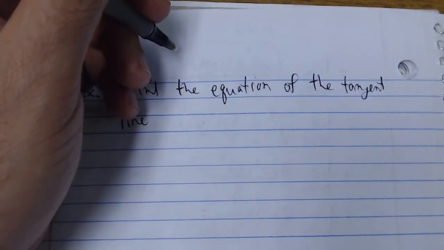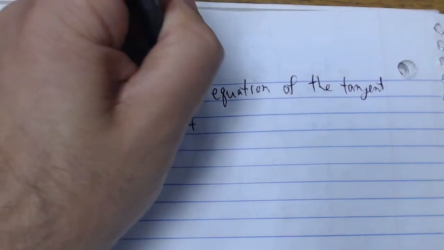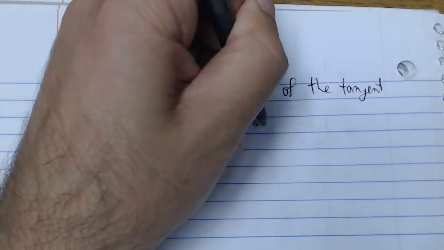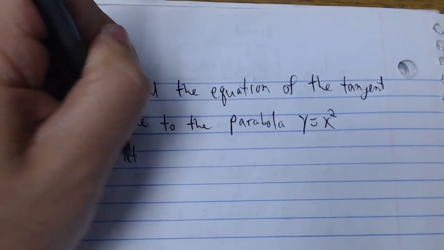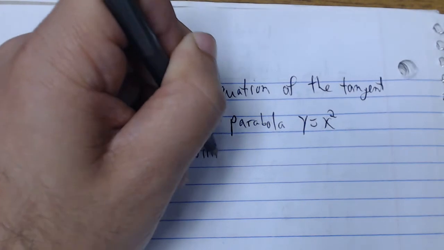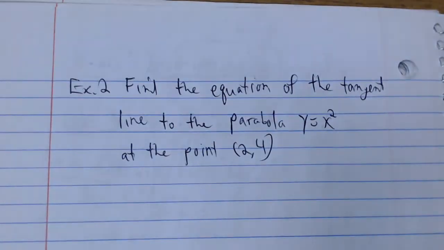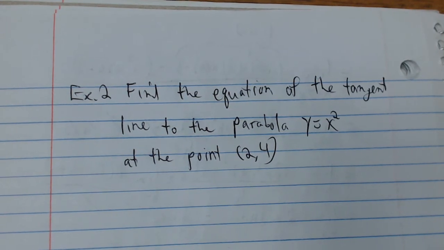So for example 2, we're going to say find the equation of the tangent line to the parabola y equals x squared at the point 2, 4. Okay, so here's what we know.